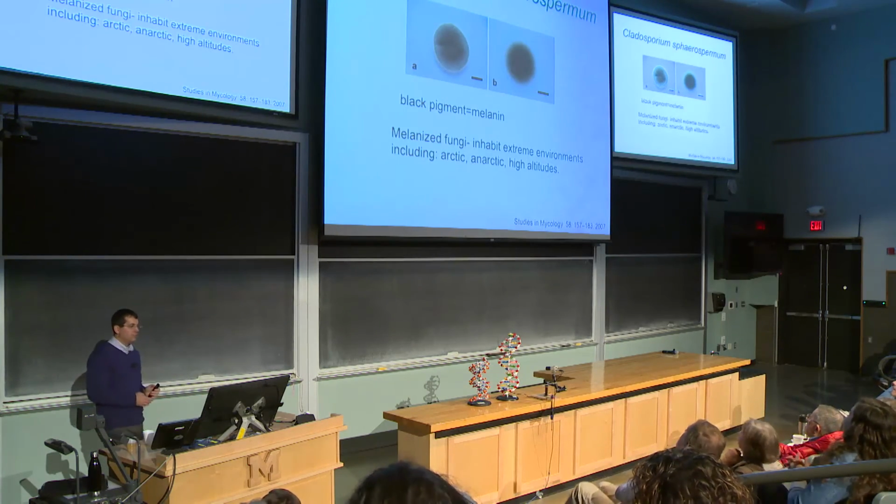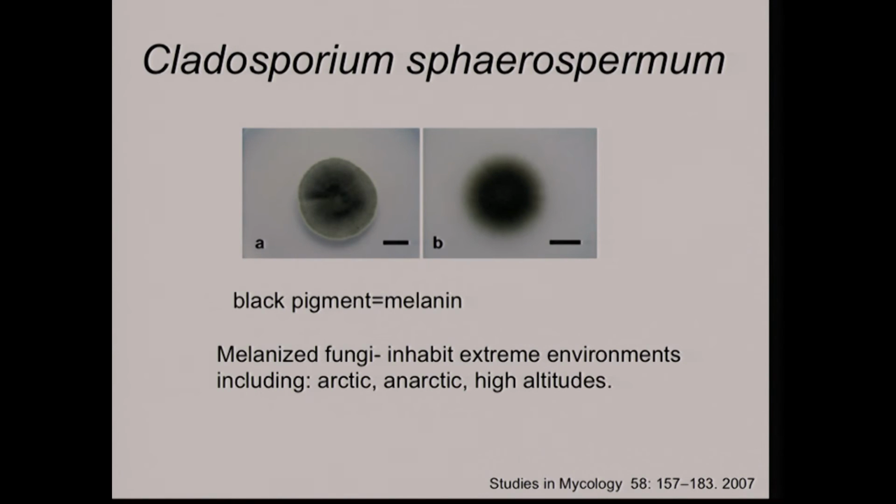All right. So this is a fungus, or fungi, Cladosporium, and it's just here in this image. It's grown on 2 different types of medium. And all I want you to take from this is that it has a black coloration to it. Okay? And that black coloration is melanin. Okay, and this is something I just learned about. People have been studying this for a little while, but I learned about this summer, and I thought this was really cool. And so melanized fungi, or fungi that are able to make melanin, inhabit some very extreme environments, including the Arctic, Antarctic, and very high altitudes.